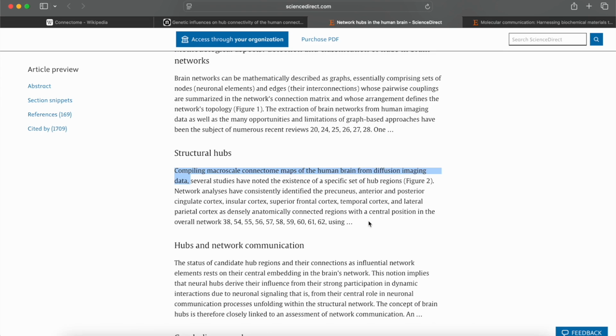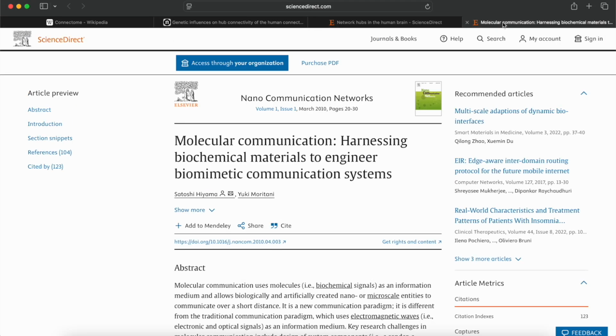Structural hubs. Compiling macro-scale connectome maps of the human brain from diffusion imaging data. Not only can they see what you're thinking, they can see how your brain is putting it together with the wiring map. Let's go over here and read molecular communication, harnessing biochemical materials to engineer biomimetic communication systems.